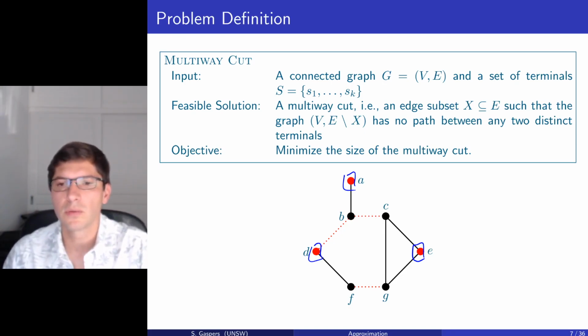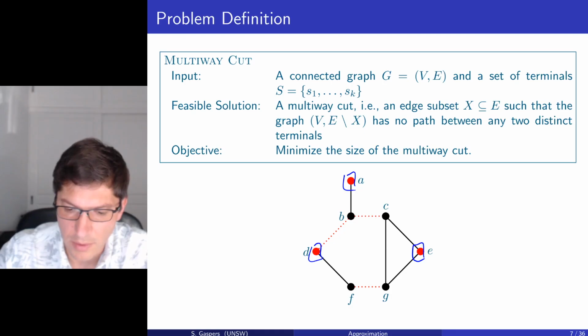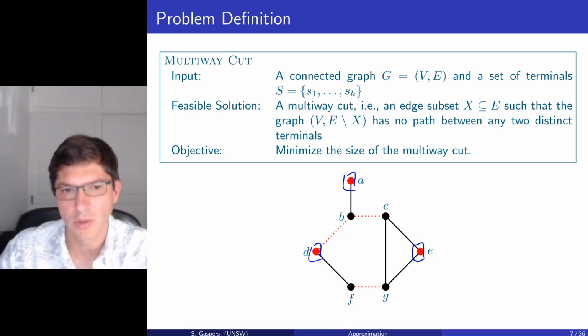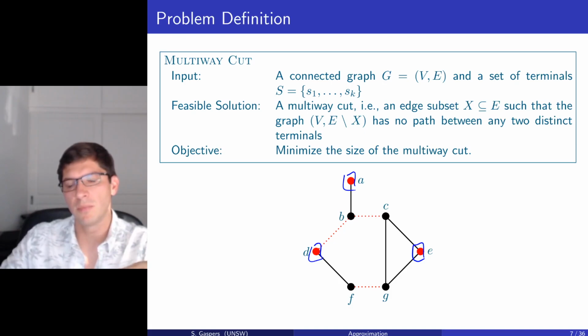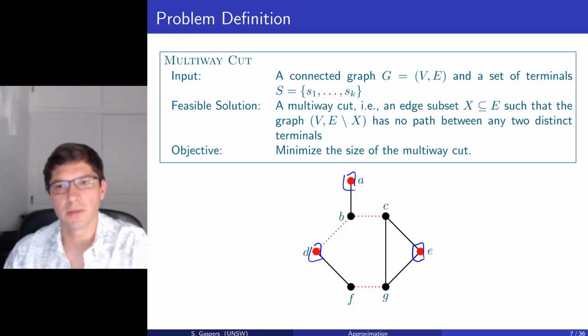So one thing that we can notice here is that we said already that every terminal must live in its own connected component. So if we take a terminal like A here, we have to cut it from all the other terminals. And our approximation algorithm that we are going to see will rely on this fact.